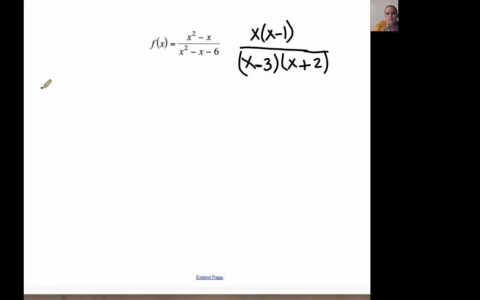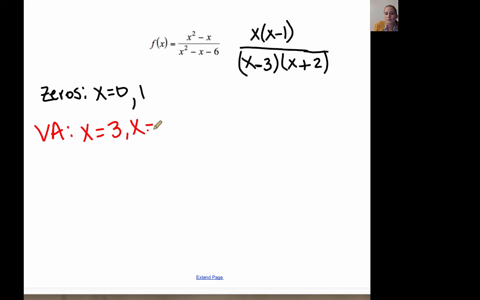To find your zeros, set the numerator equal to 0 and solve. So we will have x equals 0 and x minus 1 equals 0, so we would have a +1. That's where it crosses the x-axis. To find our vertical asymptotes, we set the denominator equal to 0 and solve. So x minus 3 equals 0 and x plus 2 equals 0. We would end up with a vertical asymptote at x equals 3 and at x equals -2.